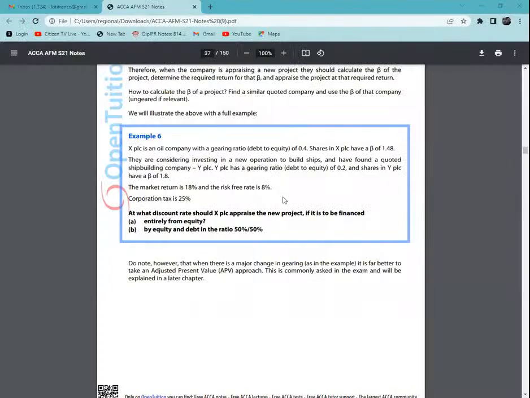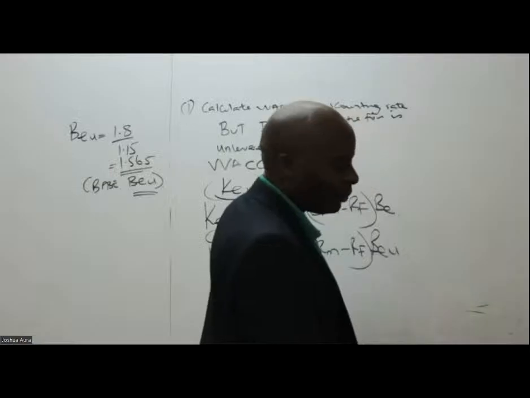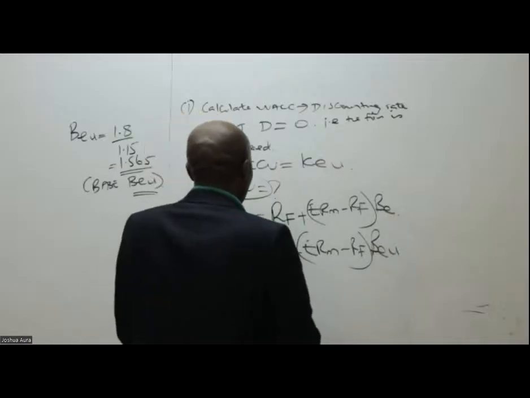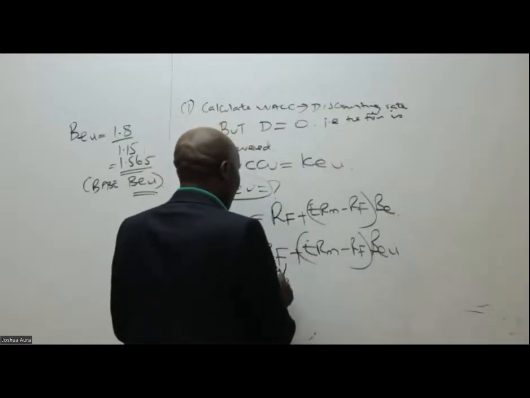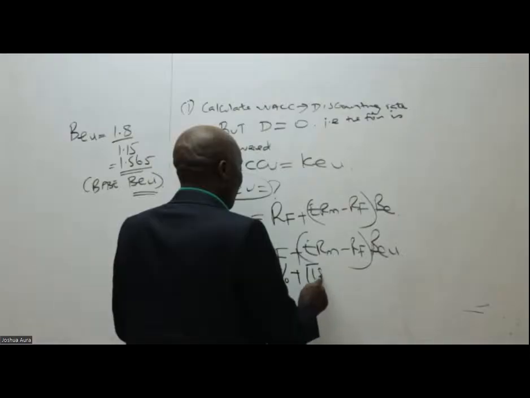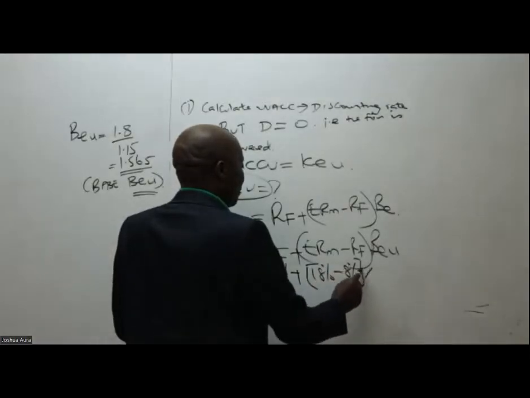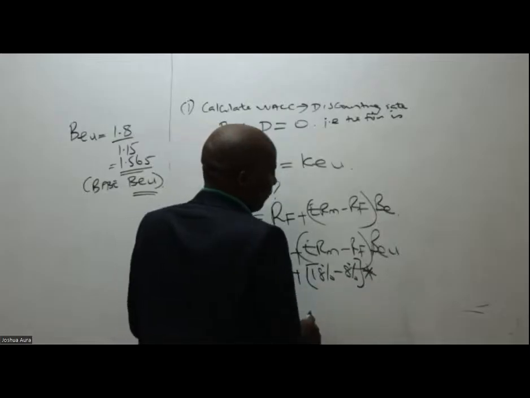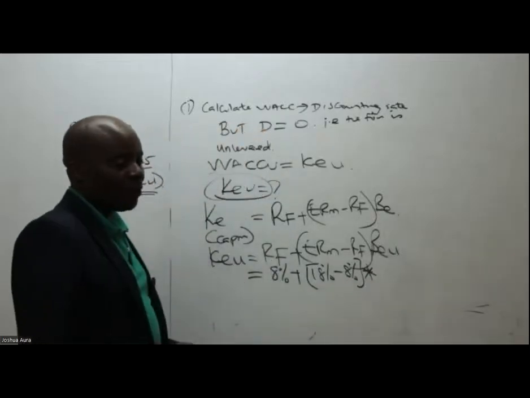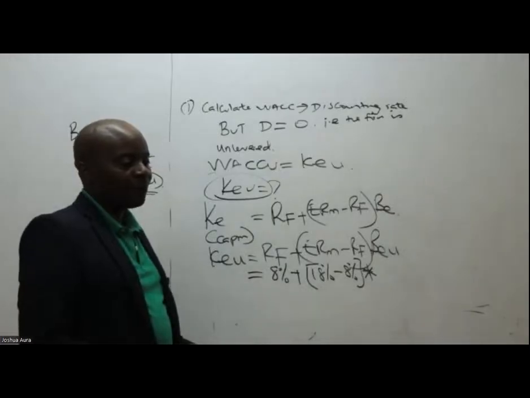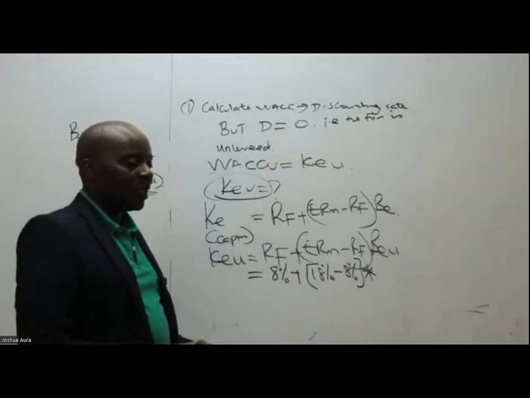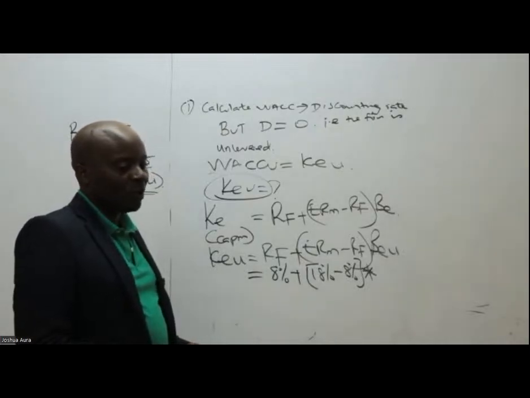Yes, it's 8% and the market return is 18%. So no worries at all. We are being told here that the risk-free rate of return is 8% plus 18%, the market return, minus 8%, multiplied by the beta equity of the unlevered firm. Could you kindly give me the beta equity of the unlevered firm? Is there somebody who is able to recall that figure?